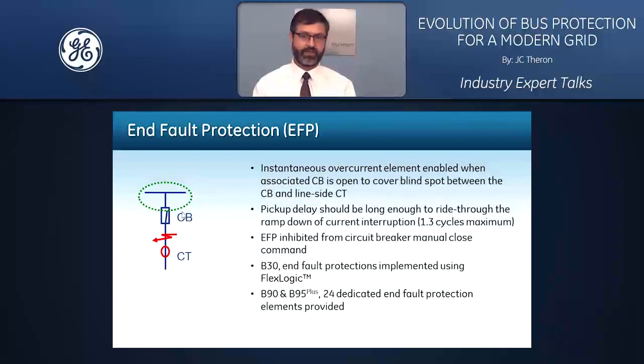Now, end-fault protection is an instantaneous overcurrent element that's enabled when the associated circuit breaker is open, and of course its purpose is to cover this blind spot. Now, it must have a pickup delay that should be long enough to ride through the ramp down of the current the relay will see when the circuit breaker opens. And end-fault protection must be inhibited by circuit breaker manual close commands, and it's something that is not available in the B30, so it must be implemented using FlexLogic. However, in the B90 and B95 Plus, we do have 24 dedicated end-fault protection elements.